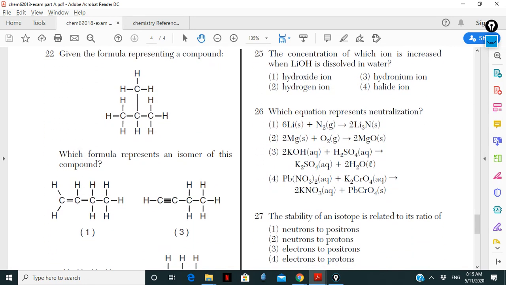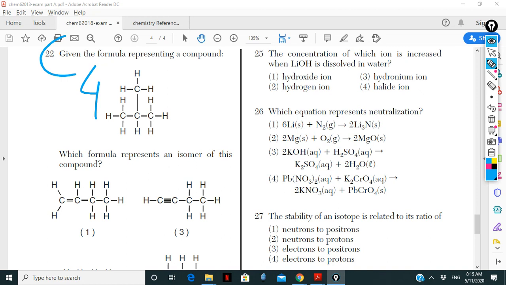Question number 22. Given the formula representing a compound, which formula represents the isomer of that compound? First, I have to write the molecular formula. I have C4. Now how many H? 1, 2, 3, 4, 5, 6, 7, 8, 9, 10.